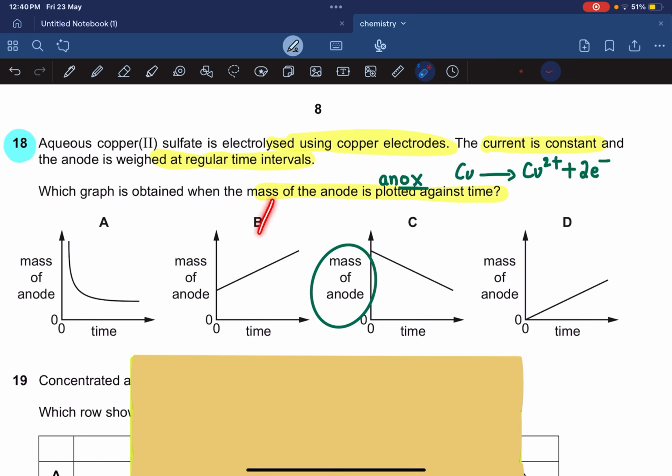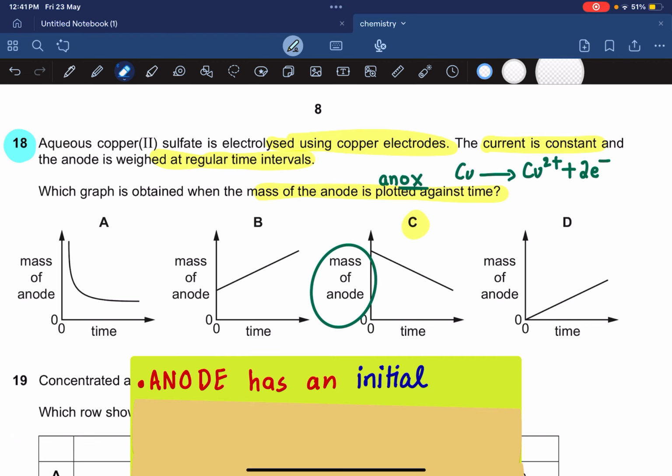Now this is not a decrease graph, and this is not a decrease graph. That's a constant indication of increase. The two decrease graphs we have over here: right over here there's a decrease, and right over here is a decrease. Now comes in the second important part, which states that the current is constant and weighed at regular time intervals. Constant current means that there should be a constant decrease. This one indicates a constant decrease, and this one indicates a non-constant decrease. Okay, that's not constant. That means a greater decrease at the beginning and less decrease at the end. That's not correct because we have a constant current. That means it's going to be constantly decreasing, which makes it option C.